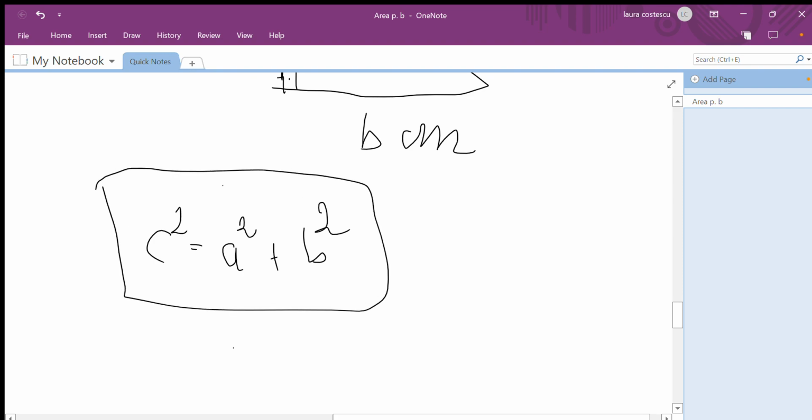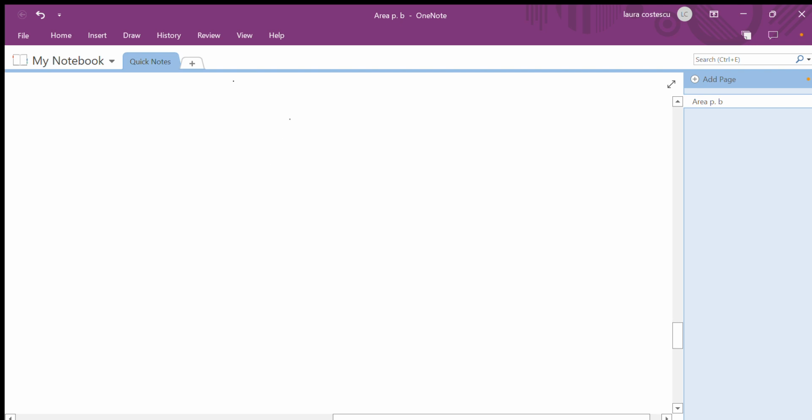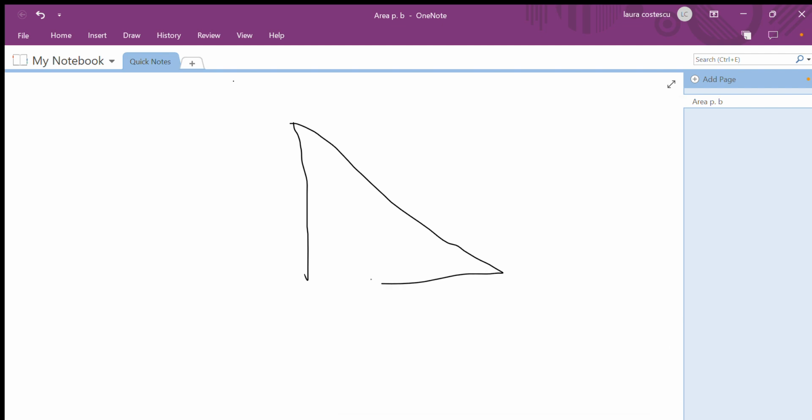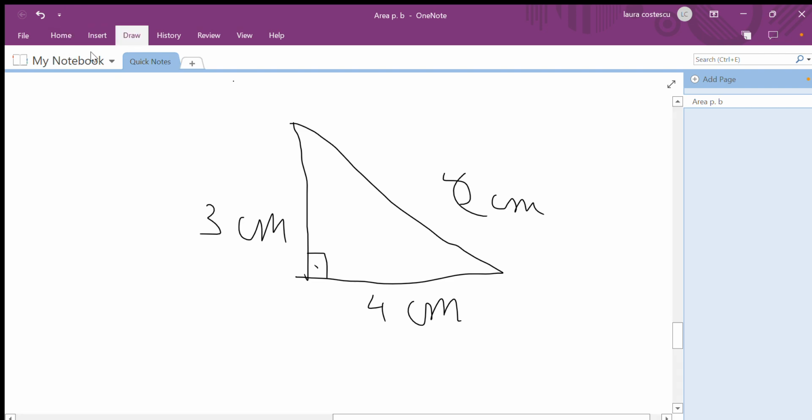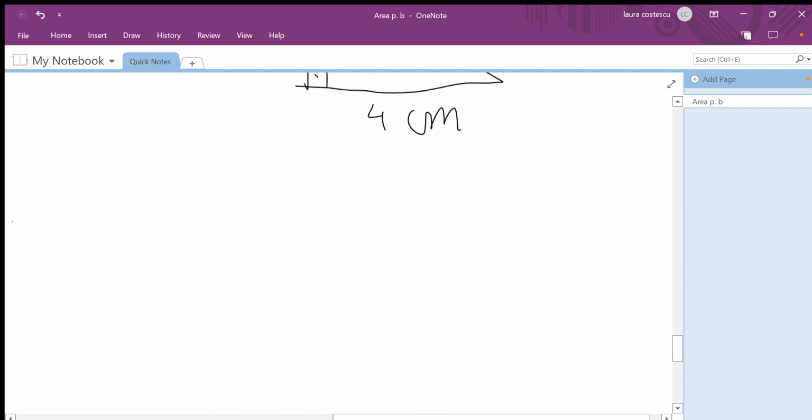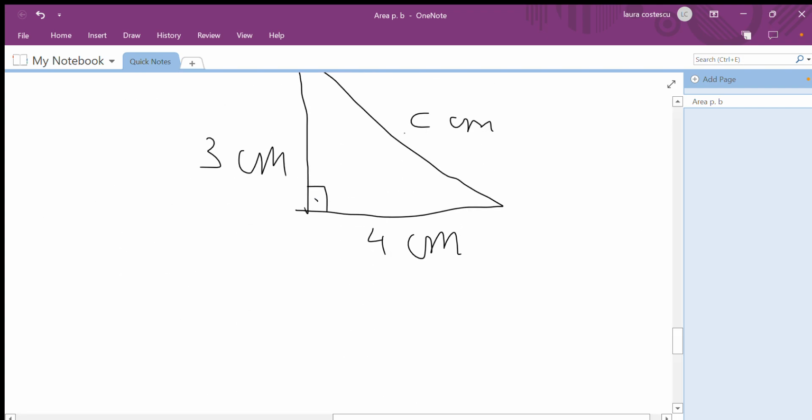Now let's give a and b values. Okay, here we got, let's say, a equals 3 centimeters in our case, b equals 4 centimeters and c centimeters. Here I made a mistake. Just a second. And c centimeters, right? So now let's calculate c centimeters in this case.